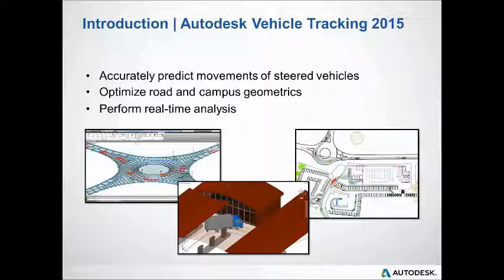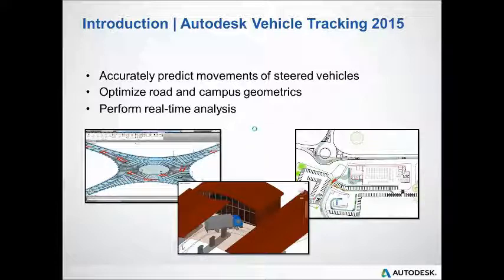So with Autodesk Vehicle Tracking, you can accurately predict movements of steered vehicles, optimize road and campus geometrics, and perform real-time analysis. So you can see, again, accurately predicting movements of steered vehicles, optimizing road geometrics and campus geometrics, and then performing real-time analysis. We'll take a look at some of those things.